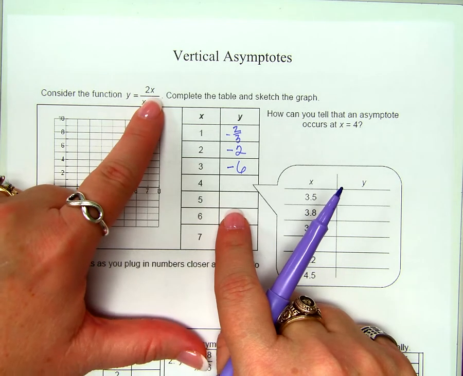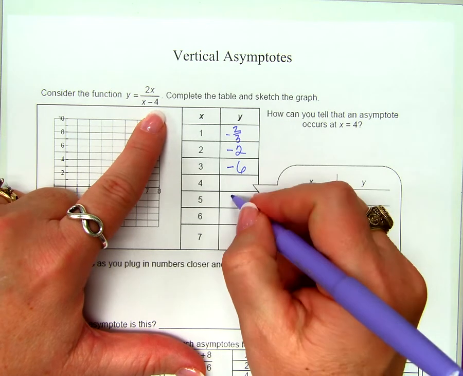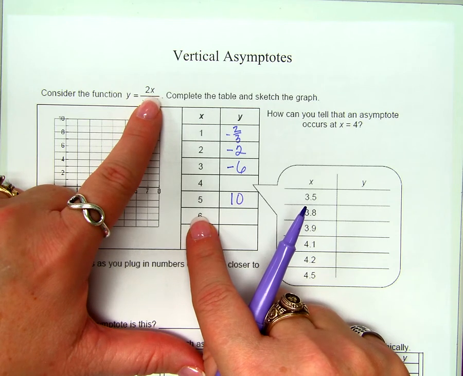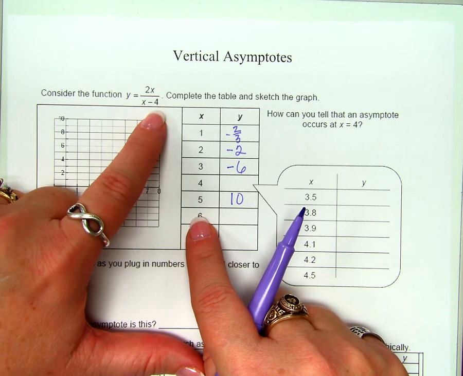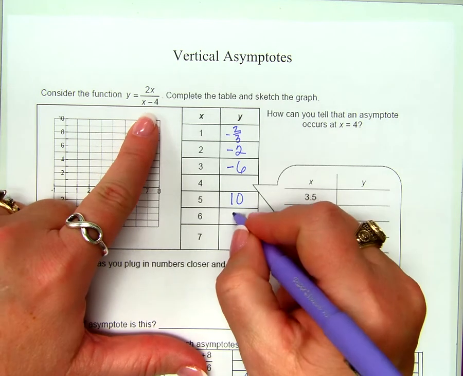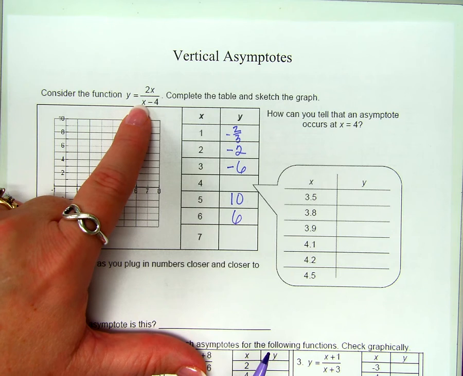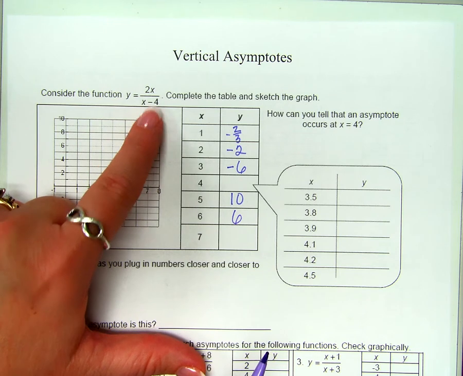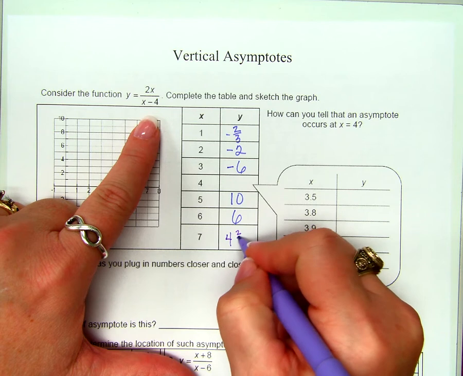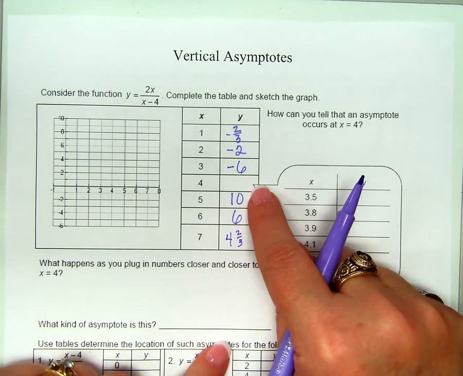What's 2 times 5? 10. What is 5 minus 4? So 10 over 1? 10. What about 6? 2 times 6? 12. 6 minus 4? 2. So 12 over 2? 6. 2 times 7? 14. And then 7 minus 4? So 14 over 3? So like 4 2/3. Can we write that? Yeah? So this is a problem, right?